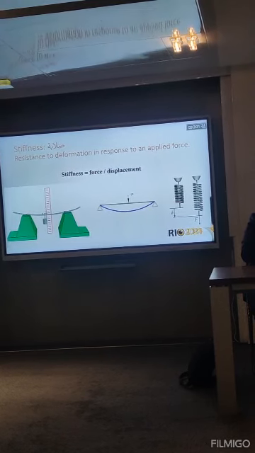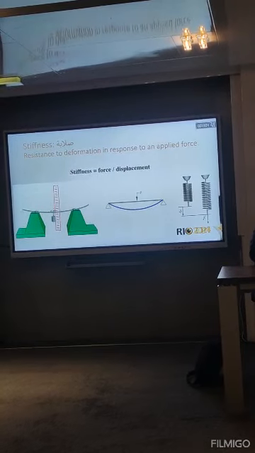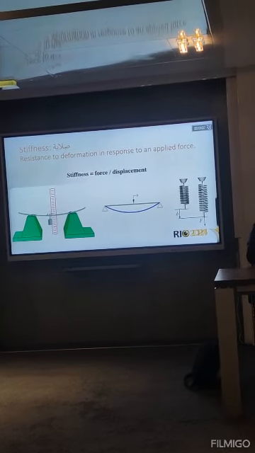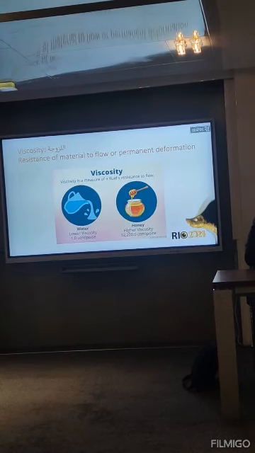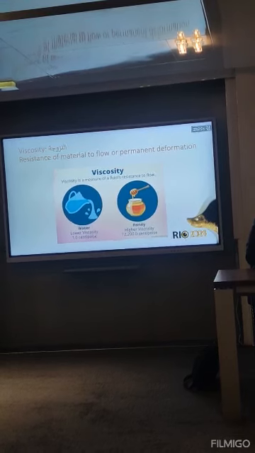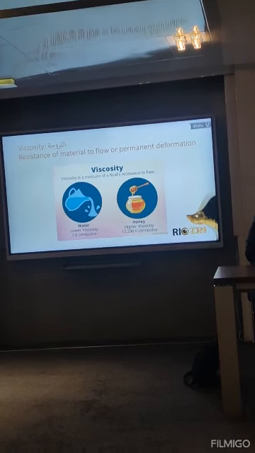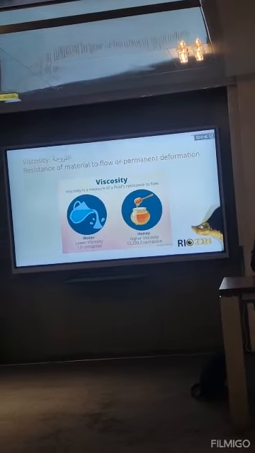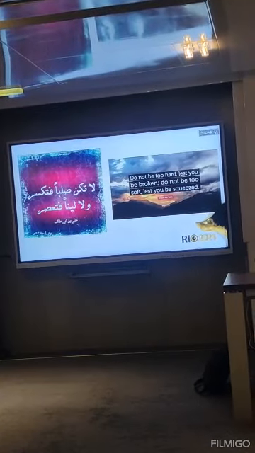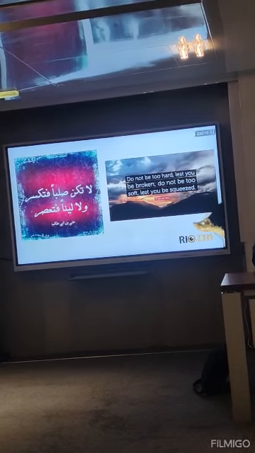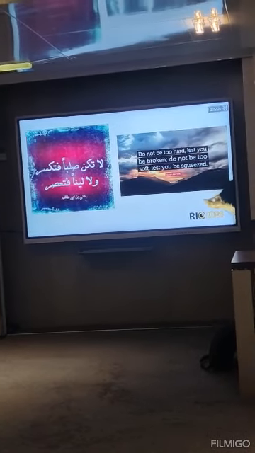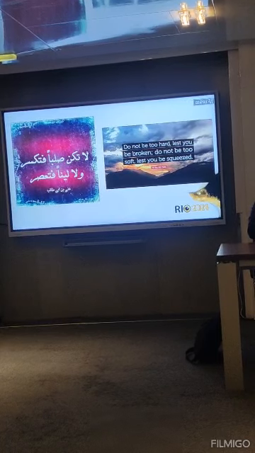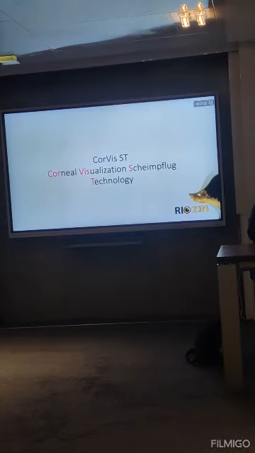This iron beam, you apply force, and if it bends easily with less force, it's not that stiff. The viscosity is the resistance of the material to flow, or the resistance to permanently deform, like the honey and the water. These are the most common examples to describe viscosity. And we know that in cornea, we have this quotation by Sayyidina Ali, do not be too hard, lest you be broken. Do not be too soft, lest you be squeezed. This is our cornea. Not that hard, not that soft.